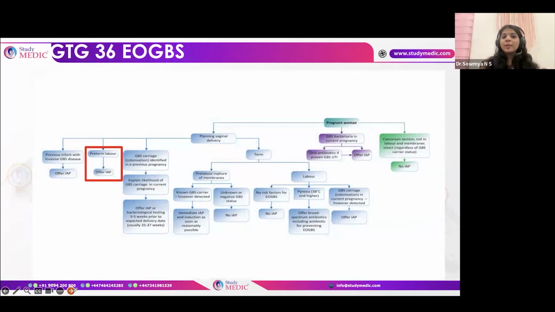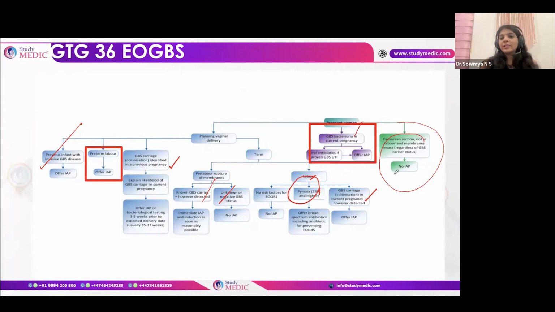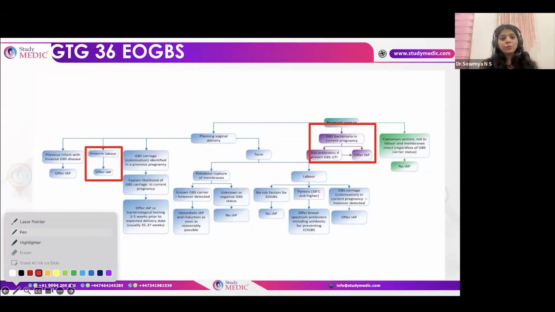You need to remember the preterm labor you have to offer, previous infant with GBS you have to offer. And obviously, if somebody wants to repeat the test, when to repeat. Term pre-labor rupture of the membranes, unknown, not to give, but if it is known, you have to give. Labor, if there are no risk factors, no need to give. If they have developed pyrexia, you have to give an antibiotic including GBS. And if GBS carriage is there, obviously you will give. Bacteriuria, treat it in pregnancy and give IAP. Cesarean section, no need. This is what I was trying to tell you. So the one thing is preterm labor. The second thing which they generally ask is GBS bacteriuria. So you guys need to know this.